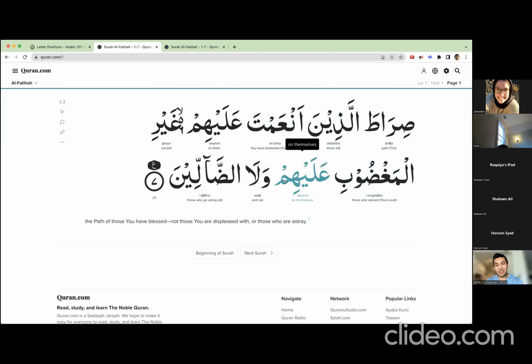Alayhim, the same word as before. This is very important because maghdub is a passive construct. In Arabic you say kataba, he wrote. How do you say it was written? Maktub.